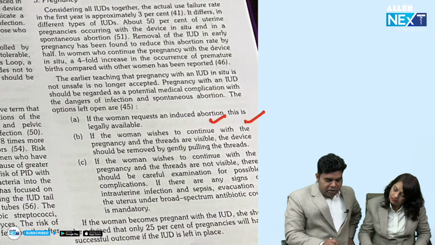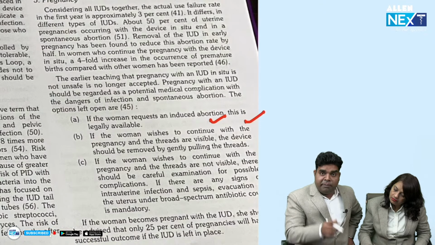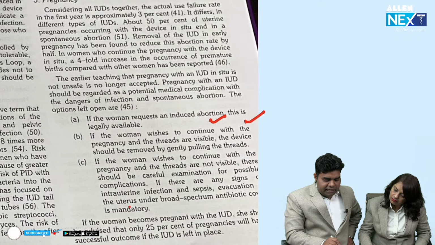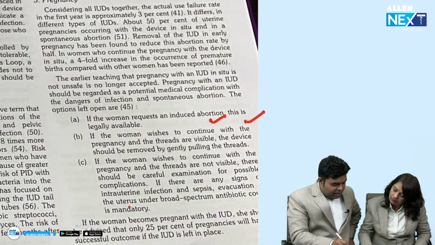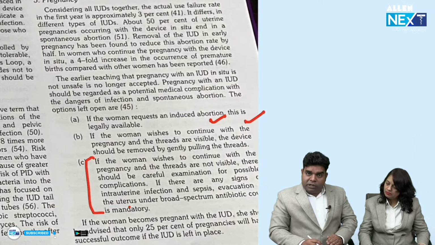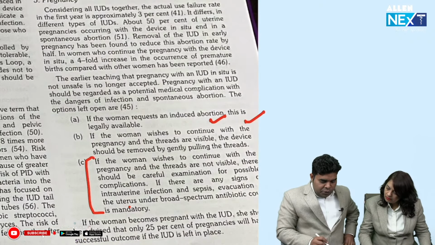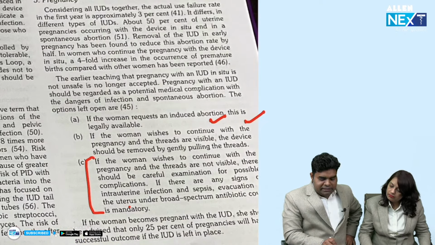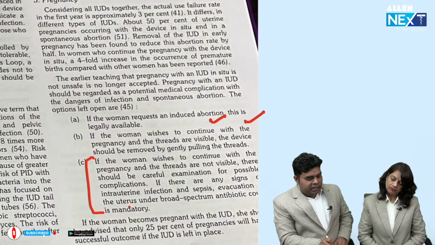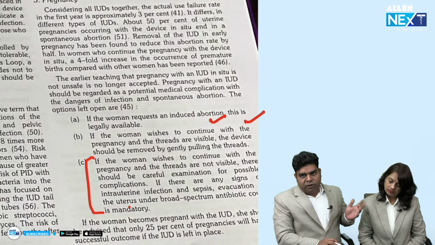Second, if the woman wishes to continue the pregnancy and the thread is visible, then the device should be removed by gently pulling the thread. Third, if the woman wishes to continue with the pregnancy and the thread is not visible. One time I have seen an exam ask this question: the woman wants to continue the pregnancy but the thread is not visible, what will you do? Then there should be careful examination for possible complications, and if there is any sign of intrauterine infection and sepsis, then evacuation of the uterus under broad spectrum antibiotic is mandatory, which ma'am was saying.